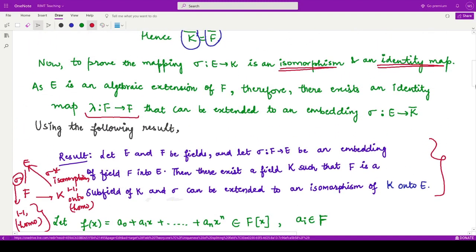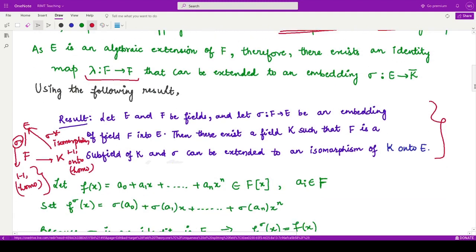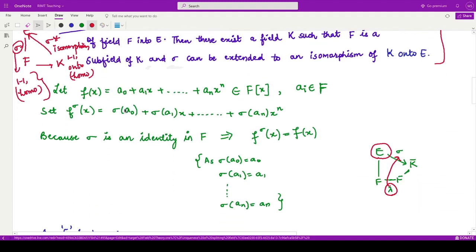So this is what we have said until now. If we assume that the polynomial is given by a0 plus a1x plus up to an x raised to power n, which is some polynomial in this field F[x], and all the coefficients a0, a1 up to an are in this field F, then we can define another mapping.